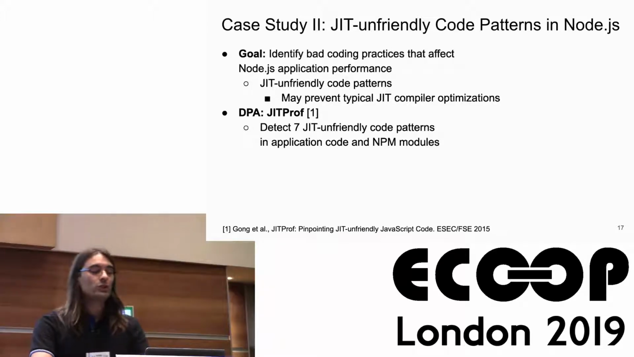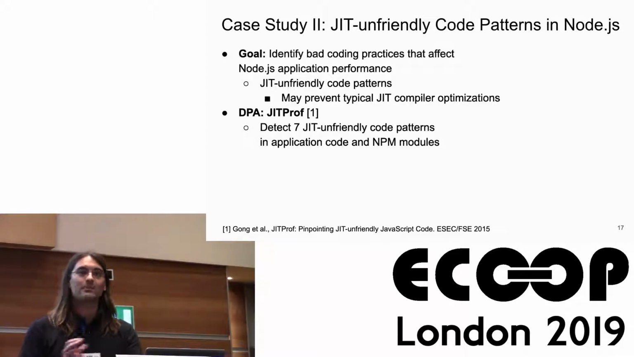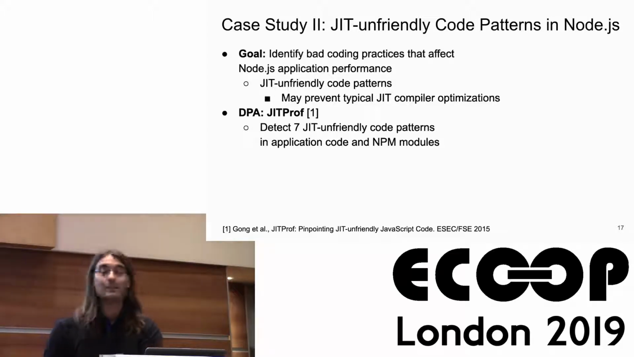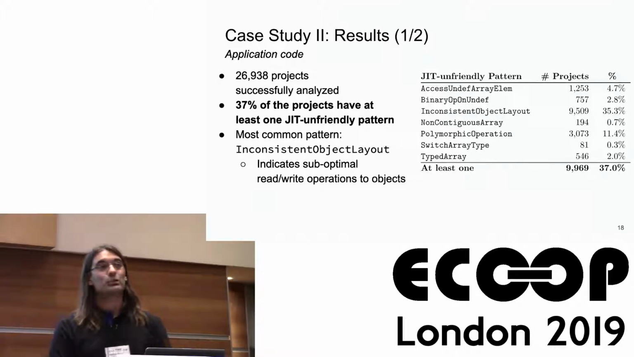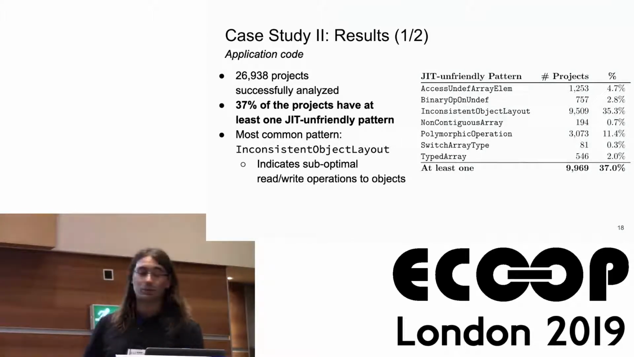Essentially, JIT-prof is able to detect 7 different JIT-unfriendly code patterns, and we use JIT-prof to detect them in both the application code and also in the dependent modules. The 7 code patterns that JIT-prof can find are shown in the table.